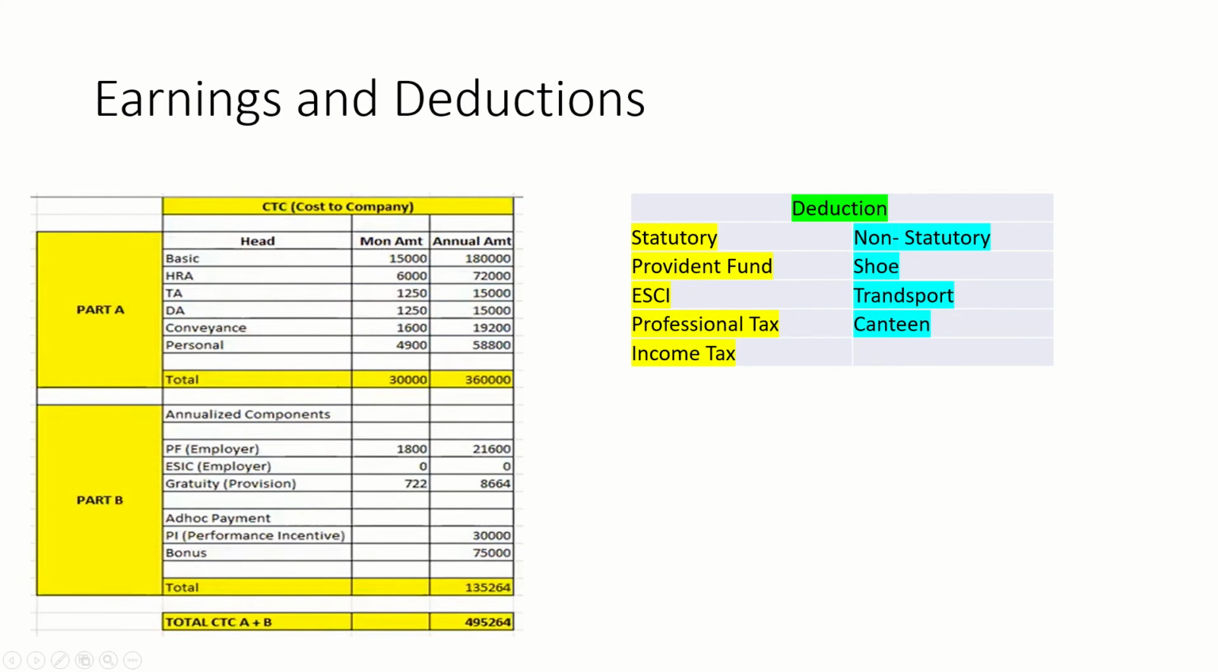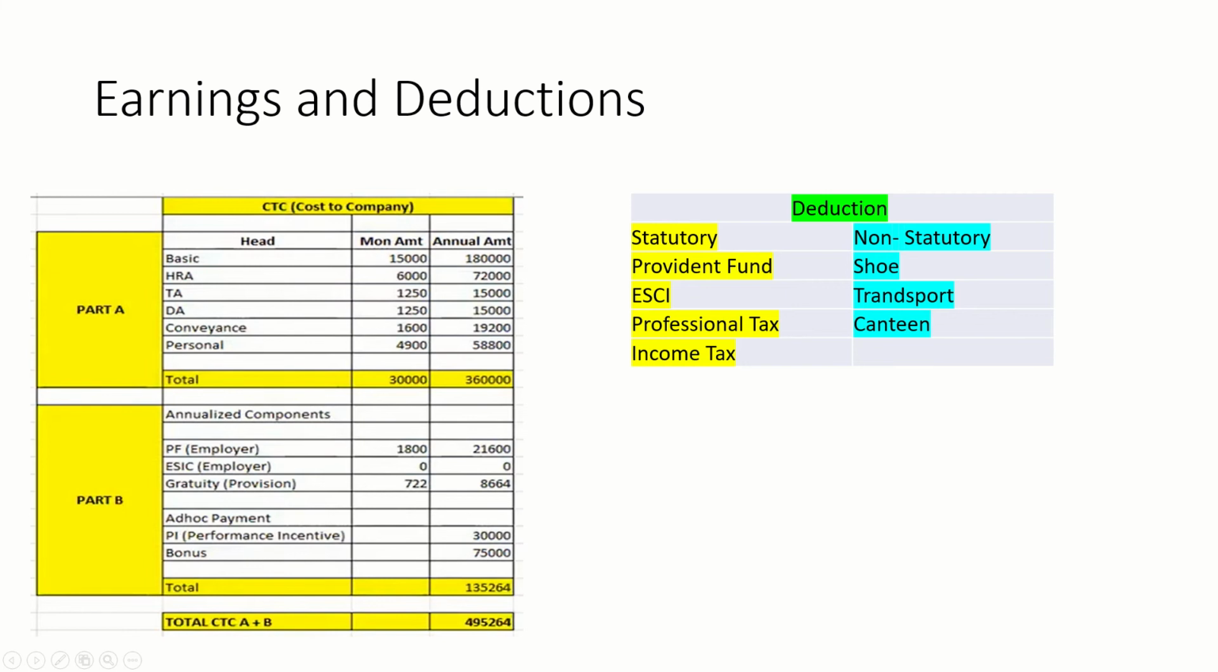This is part A. Here we are talking of cost to company, how much a person is costing the company, and he is getting salary in the heads of basic, HRA, TA, DA, conveyance allowances, and some personal allowances. There are also some annualized components in part B, like PF: monthly he is getting 1,800, so annually it will be 21,600. Then gratuity will come, and the ad hoc payment. So the CTC is going to be 4,95,265. This is the cost to company we are talking about, what a person is earning.